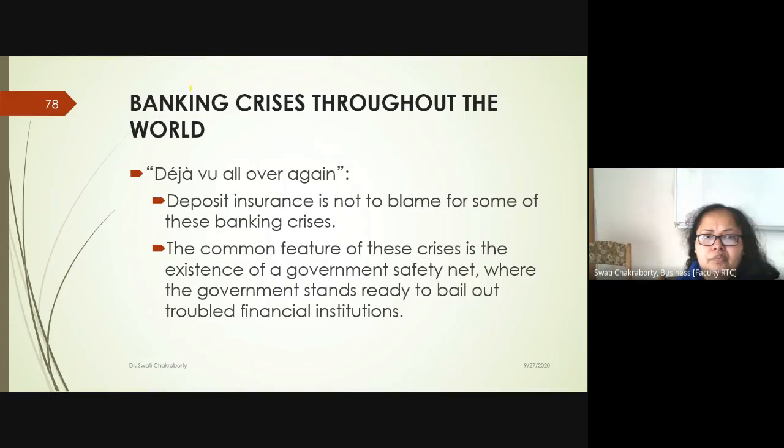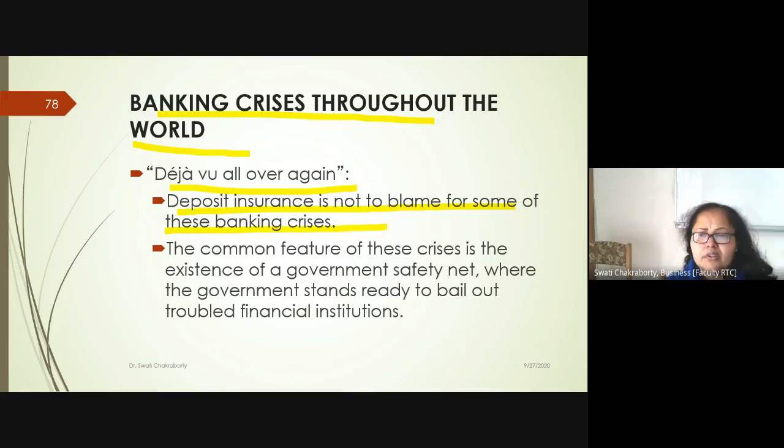Problems that came up. Now the bank. Let's go to the banking crisis throughout the world, right? Déjà vu, that is all over again. That it happened, right? But deposit insurance is not to blame for some of these banking crises.